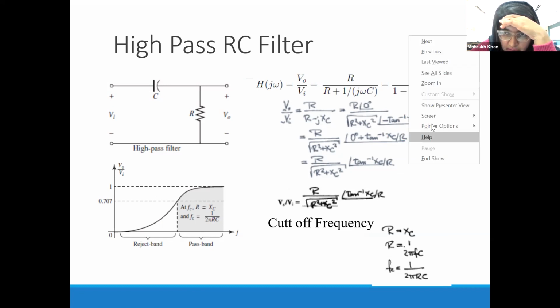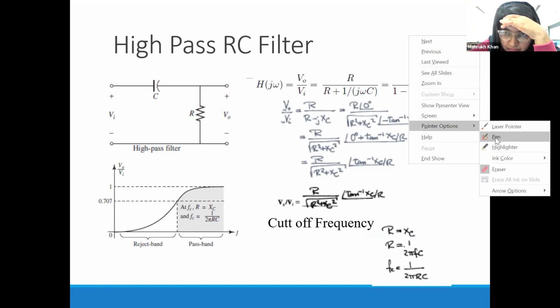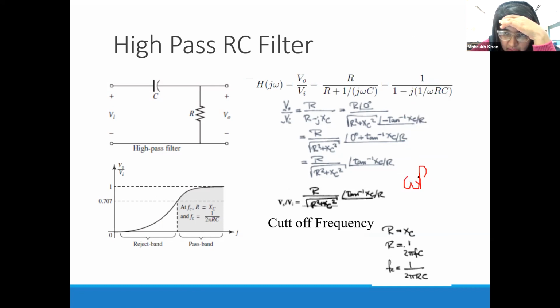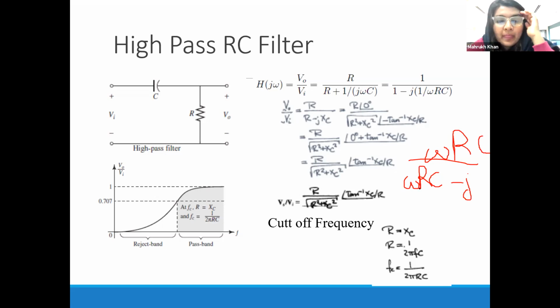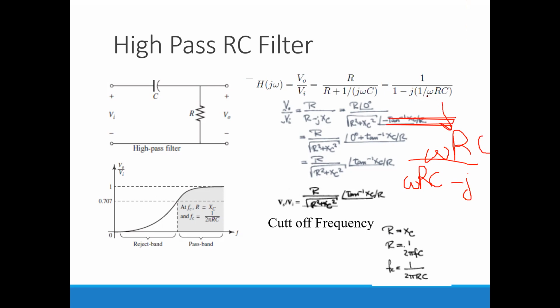So what I'm trying to say here is, you can write this as omega RC minus j omega RC. Right? Yes, right? I think so. Because you can take the LCM of this, this omega RC can come there, and as this is in the denominator, this can go into the numerator. What I am writing is this just to show that when your omega is zero, your transfer function is zero.